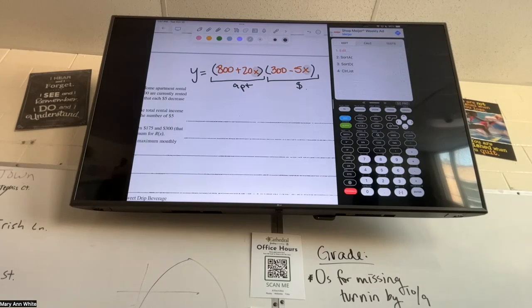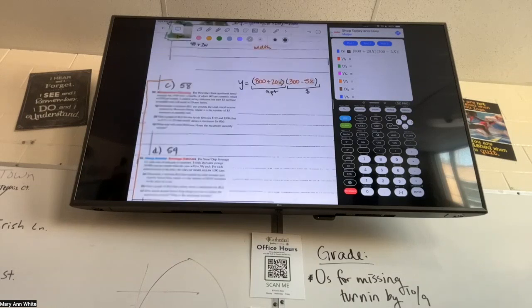Letter B says, find the graph for rent levels between 175 and 300. So basically between 0 and 25. So we will see a maximum and we want our X to go between 0 and 25. So let's go put this in the calculator exactly as you see it. If you want to FOIL it out, great. I just feel like there's often room for error there. So 800 plus 20x, and then 300 minus 5x.